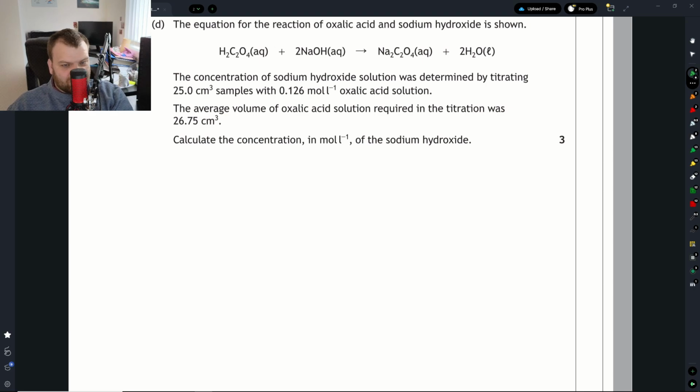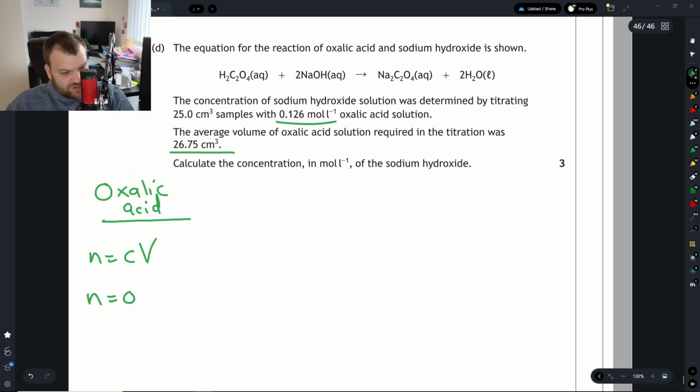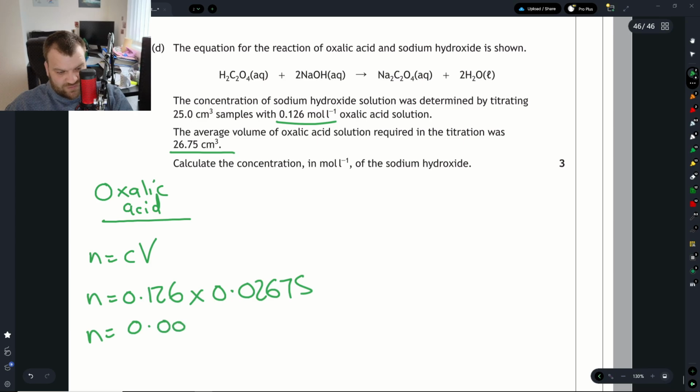Our final question is to do with calculating concentration of a chemical when given volumes and concentrations. We're going to start with oxalic acid. In oxalic acid, we're told the concentration in the volume. Concentration is 0.126 moles per litre. They give you 2 volumes, you need to be careful that the oxalic acid volume is the 26.75, 0.02675 litres. That gives 0.003705 moles. We're comparing 2 different chemicals, so we want to use a ratio.